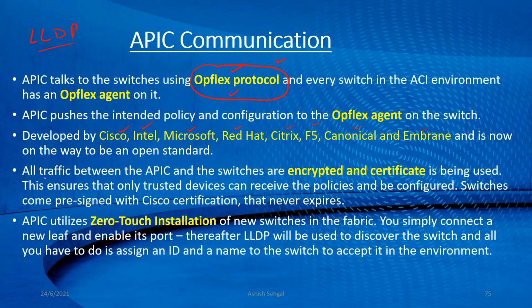Now, about the traffic which it pushes, he makes sure the traffic is encrypted and moves along with the certificate, which ensures the reliable delivery of our management traffic to the leaf and the spine switches. Finally, the APIC controller, as we use this terminology multiple times, ensures a zero-touch deployment, zero-touch provisioning of the entire fabric.